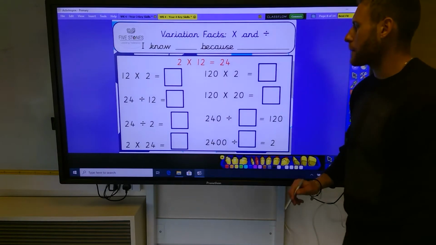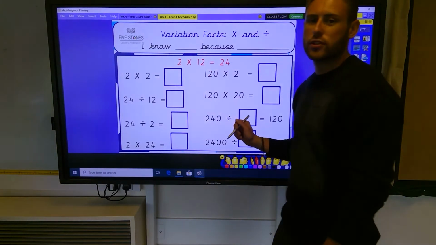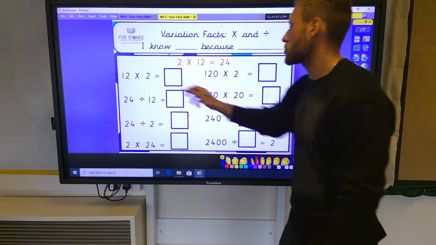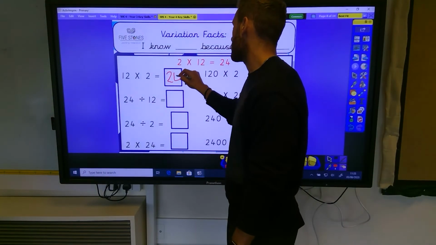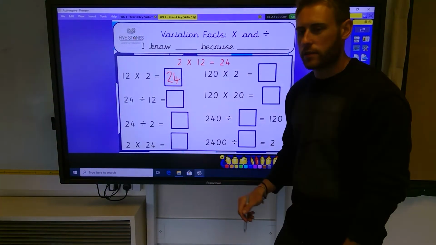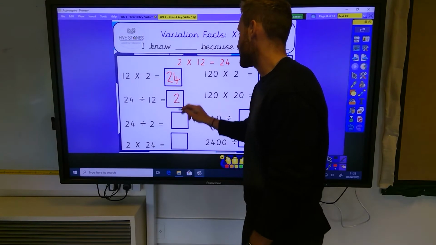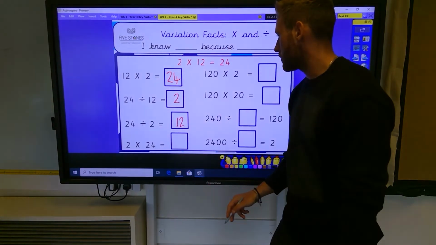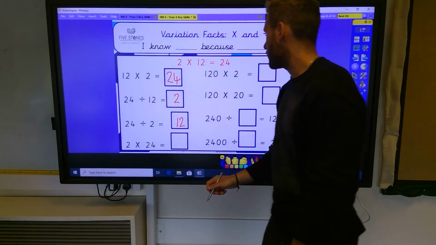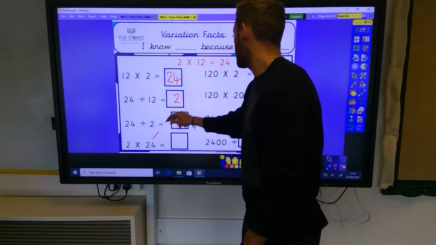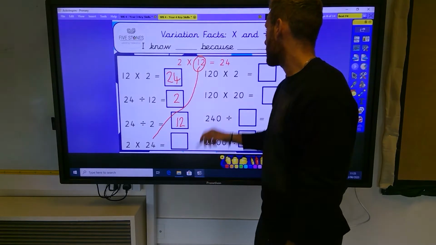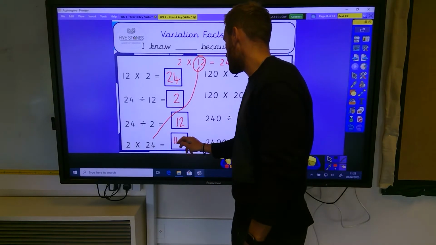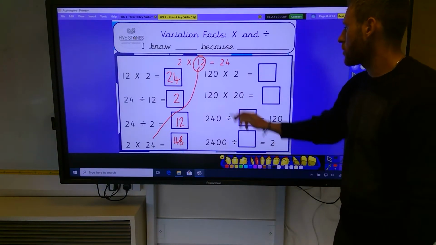Pause the video if you'd like more time. So we know 2 times 12 is 24, so we know 12 times 2 is also 24. We know the division is going to give us 2. 24 divided by 2 will give us 12. What's the relationship? 24 times 2? Yeah, we've doubled this one, meaning we're going to have to double that, which is 48.